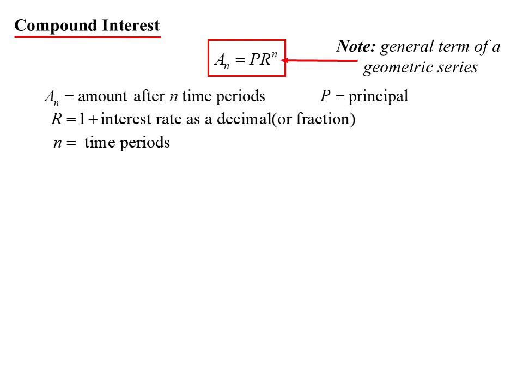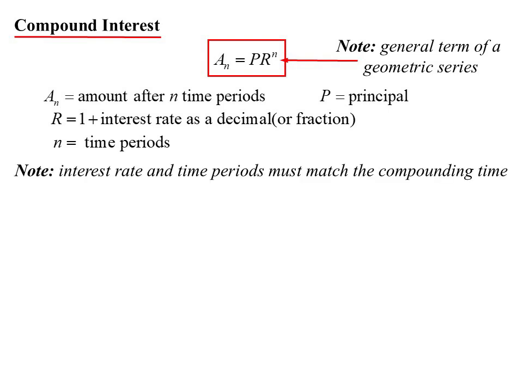P is our principal. R is now 1 plus the interest rate, because this formula does the compounding and works out the final amount, not the actual interest itself. And n, the number of time periods. Now, what we have to be careful with this one is that we match the compounding. So if they say per annum, then the time has to be in years. If they say quarterly, then time is in quarters, and the interest rate has to be in quarters.